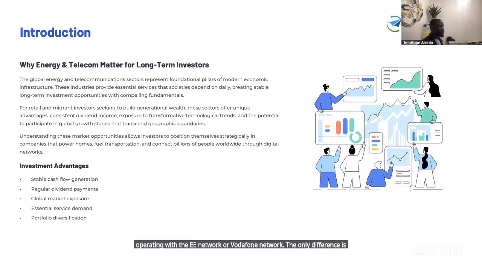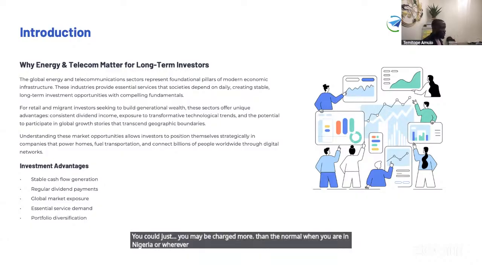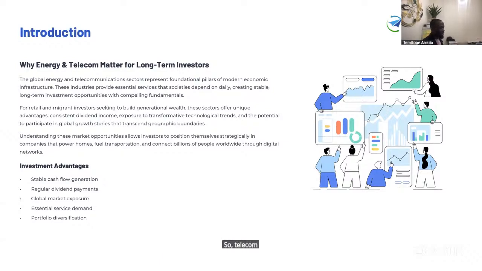The only difference is that you may be charged more than the normal when you are in Nigeria or wherever country you are coming from. So telecommunication now is global. You can roam. That means even when you are not in Nigeria, you will still keep paying to Glo. The only difference is that you may pay more. So it is a market that, irrespective of where you are, where you live, and your location, the investors in this sector will continue to cash in, day out. Then essential service demand. That, like I said earlier, it is an essential resources that everyone needs. Then portfolio diversification. When you invest in the shares of energy company and telecommunication company, is a sign of diversification.